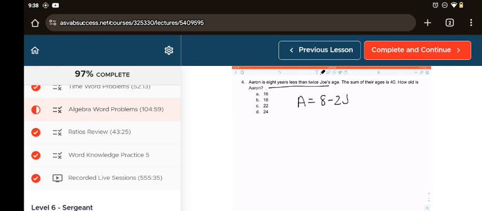is 8 years less than twice Joey's age. So the way this reads, you would think 8 minus 2J, but it says that we're subtracting 8 from twice Joey's age. And this is not subtracting 8 from twice Joey's age. This is subtracting Joey's age times 2 from 8. So guess what? We have to rewrite this. That doesn't work. This needs to be 2J minus 8.